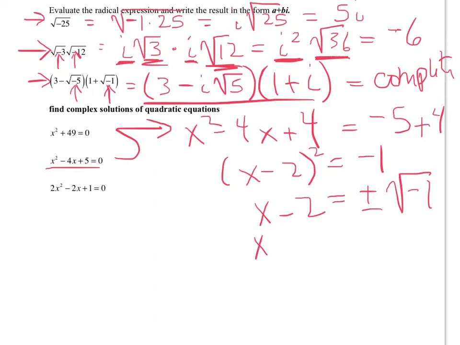And move the 2 over. x equals 2 plus or minus the square root of negative 1, which is i. And those are your two solutions. Completing the square is really easy. You should be happy to complete the square.